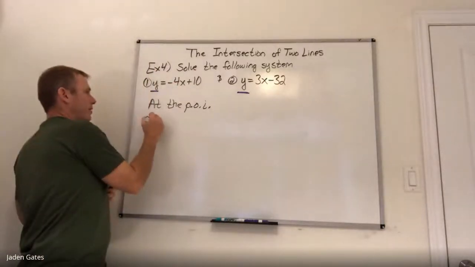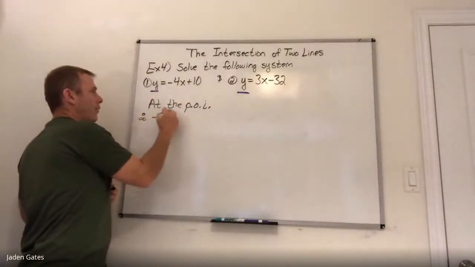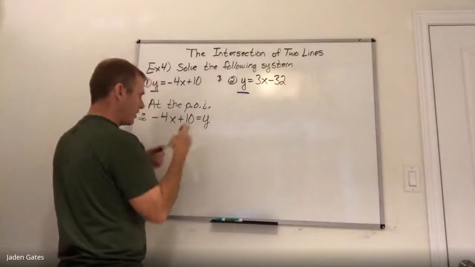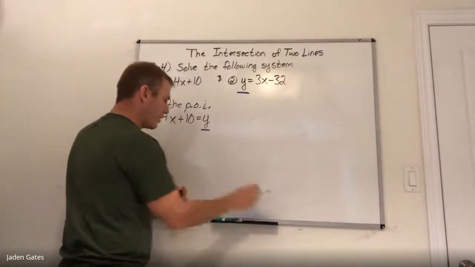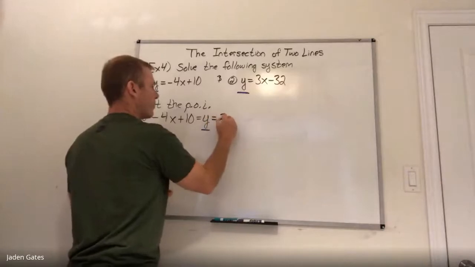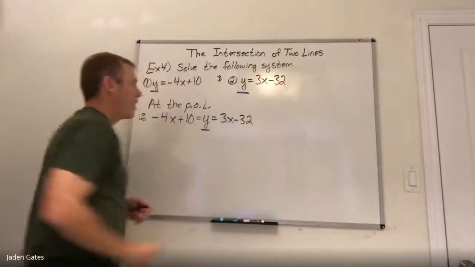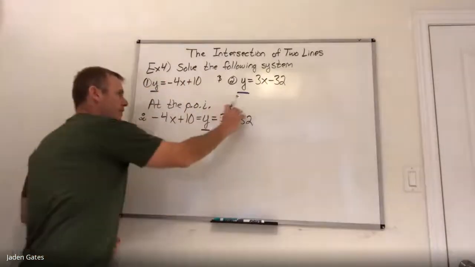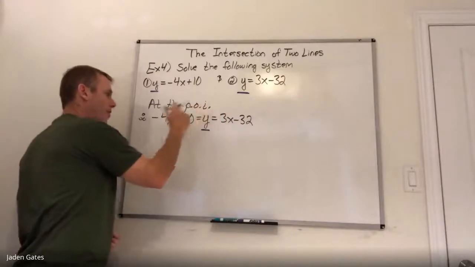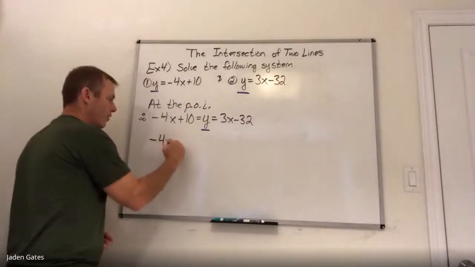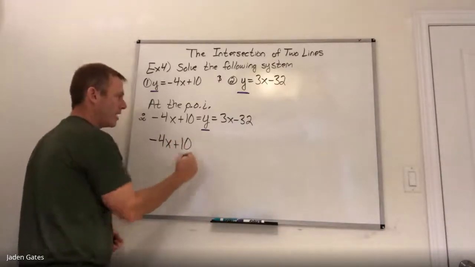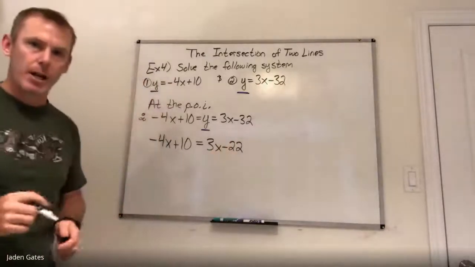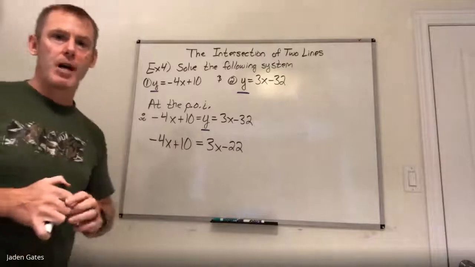So, therefore, negative 4x plus 10 is equal to that y that I put with a purple underline there. But so is this one, 3x minus 32. At the point of intersection, they're both equal to that same y. They're both the same. And so if this is equal to the middle and this is equal to the middle, then they must be equal to each other, which means negative 4x plus 10 is equal to 3x minus 22. That is the big catch of today. So if there's any questions about that, now's the time to ask. That's the big catch.